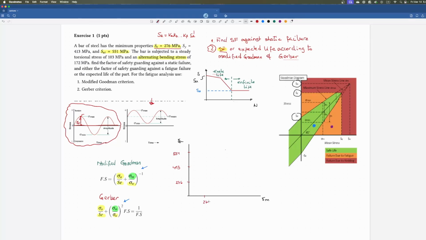So you have 276, you have 413, and then you have 551. Yeah. So how do I draw these green areas and yellow areas and stuff? Well, let's follow the diagram.